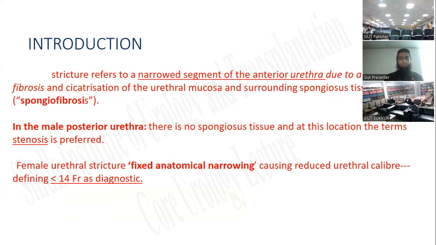It is a narrow segment in the anterior urethra due to the process of spongiofibrosis and cicatrization of the urethral mucosa and surrounding spongy tissue. In the male posterior urethra, there is no spongy tissue at that location, so the term stenosis is preferred there. In the female urethra, fixed anatomical narrowing is an alternative term for urethral stricture. What is reduced urethral calibre? It is defined as a urethral calibre of less than 14 Fr, meaning you cannot pass a 14 Fr or larger catheter through the urethra with ease.